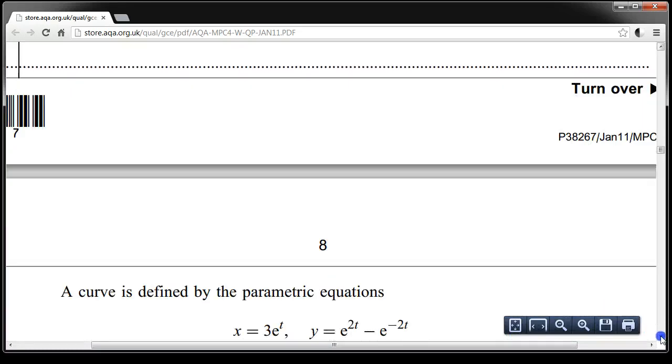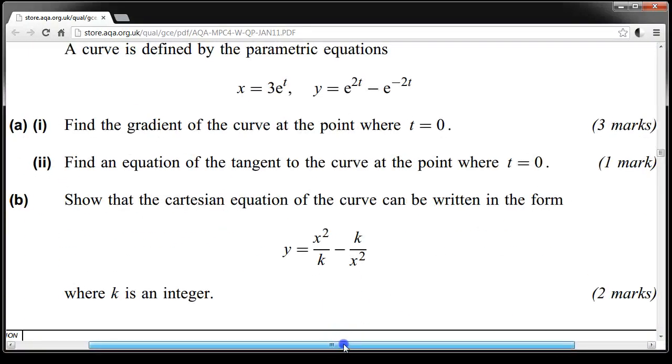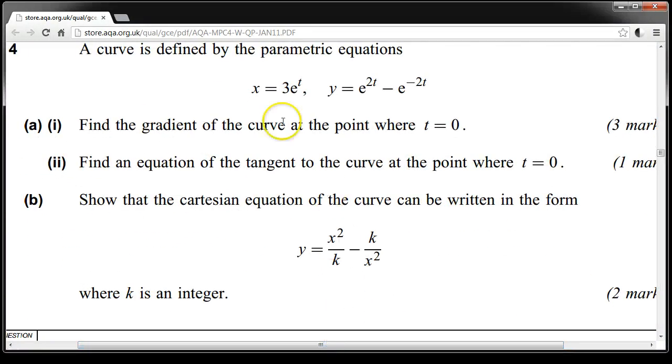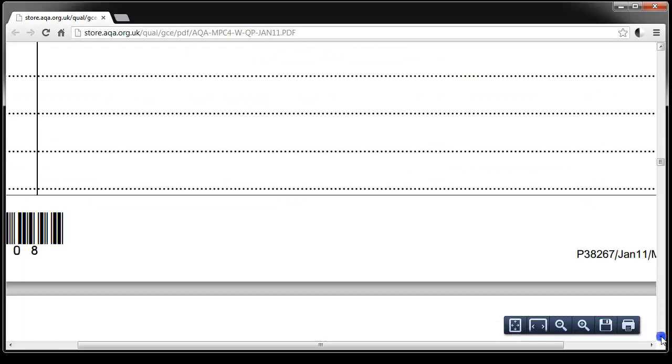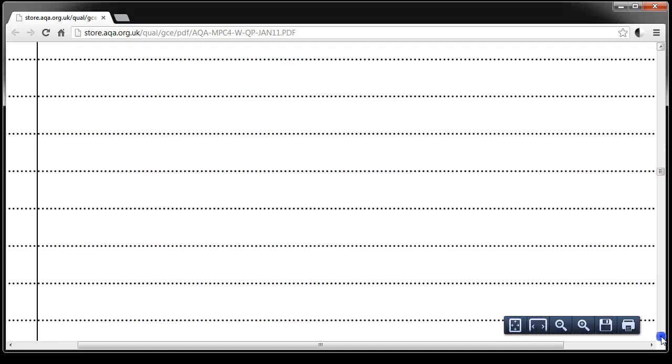Question 4. Let's have a look at that one. So parametric equations, differentiation, do dy by dx, get the gradient when t is 0, tangent as well, and then the Cartesian equation, just rearranging into a Cartesian form. So that's a lovely question. That is question 4. Nice easy question to do. Shouldn't take an awfully long time to do.